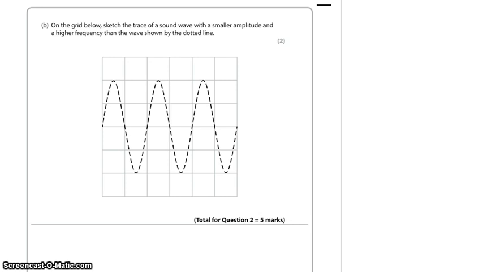Okay, with this second one, it's saying sketch a trace of sound wave with a small amplitude and a high frequency. Well, small amplitude means that the wave is not as tall, so it's got to be a shorter wave, and a high frequency means more waves per second. So basically more frequent, more waves with smaller amplitude. So we can draw something like that.